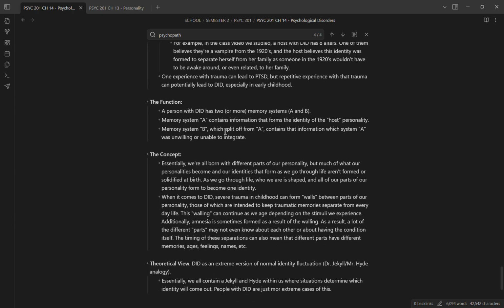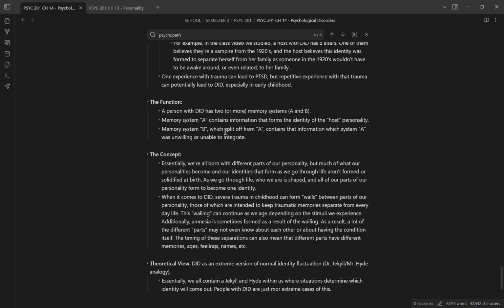The concept of it. Essentially, we're all born with different parts of our personality, but much of what our personalities become and our identities that form as we go through life aren't formed or solidified at birth. As we go through life, who we are is shaped, and all the parts of our personality form to become one cohesive identity. When it comes to DID, severe childhood trauma can form walls, essentially, between parts of our personality, which are intended to keep traumatic memories separate from everyday life. This walling can continue as we age, depending on the stimuli we experience.